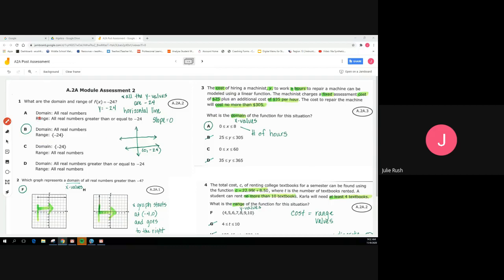So if I look at my answer choices, A says the domain is all real numbers, which is true because I have an arrow on both ends extending in both directions. But the domain and the range are both, this one says that the range is all real numbers greater than or equal to negative 24. Well, we know that's not true. What this function is saying, and if we looked in the table, every single x coordinate has a y value of negative 24. And so your answer is B.